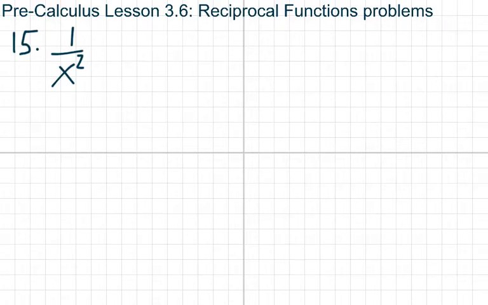Number 15 on page 149 is another problem where you probably need to graph the original in order to be able to graph the reciprocal. The reciprocal of 1 over x squared would have been y equals x squared. So let's see if we can graph that.